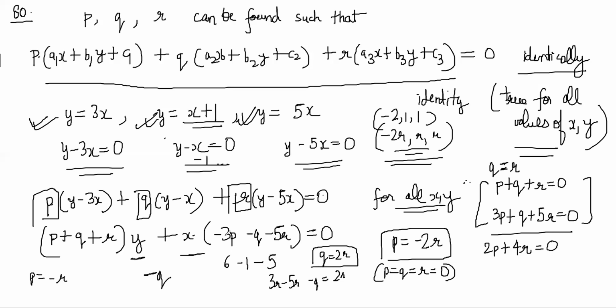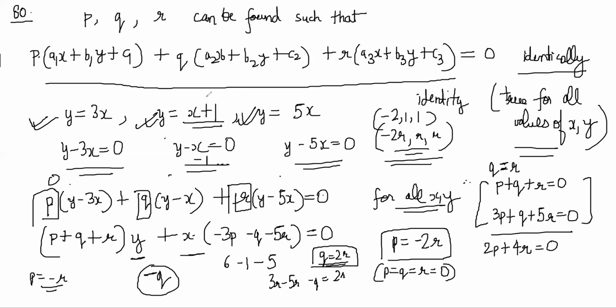So this doesn't happen for all values. Only one value you get, where p, q, r is equal to 0. But that is not anything meaningful. That is saying 0 into this plus 0 into this plus 0 into this is 0. For any other point, it will not work out. You'll not be able to get that q is 0 and q is 2r and p is minus r. There will be no such point for which this is true.